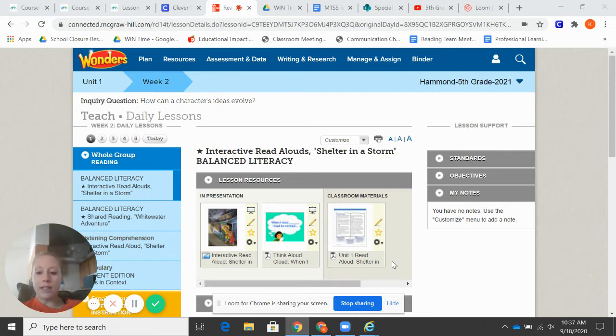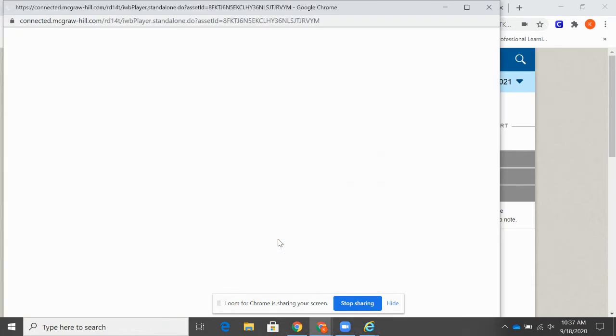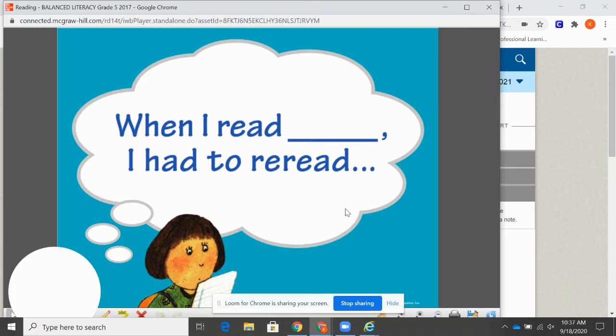Today you will be listening to A Shelter in a Storm. While you read, I want you to try and fill out this bubble. When I read A Shelter in a Storm, I had to reread. So we already know what story we are reading. Now you need to put in, what did you have to reread?